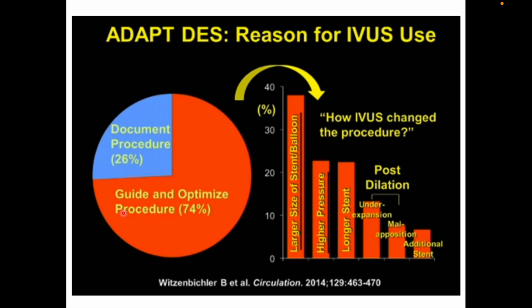In the results, what you can see here is that in 75% of the cases with IVUS guidance, the procedure had to get something additional done to optimize the result. It could be because of the stent underexpansion, malapposition, or edge dissection, which would require either an additional stent or a higher pressure or large size post-dilatation balloon.